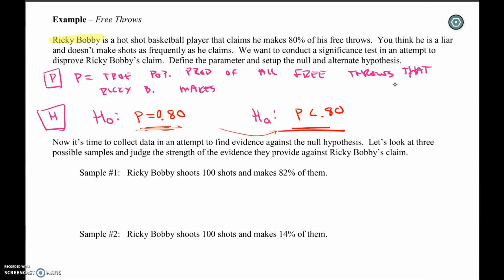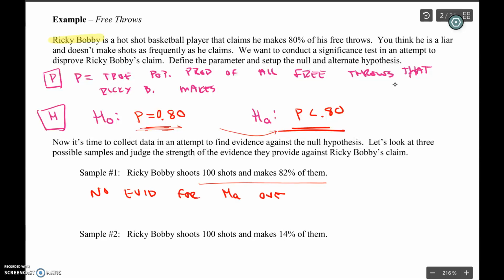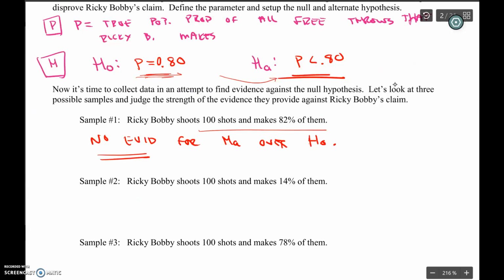Let's look at 3 possible samples and judge the strength of the evidence they provide against Ricky Bobby's claim. So he takes 100 shots and he makes 82% of them. Well, if this is our bet, then I'm going to have to pay Ricky Bobby because he actually made over 80%. So this is no evidence for my alternate over the null. I lost the bet. I'd say, sorry, you're good.